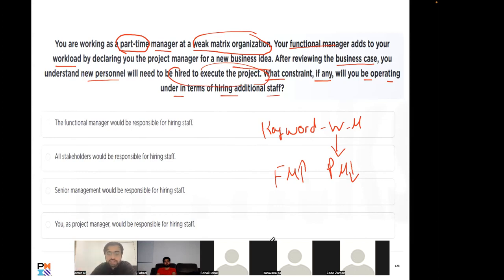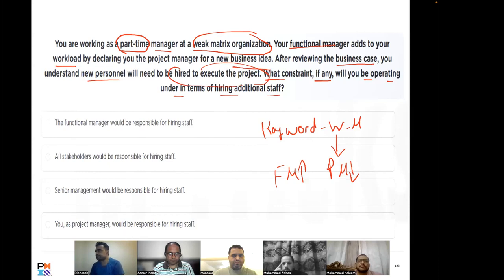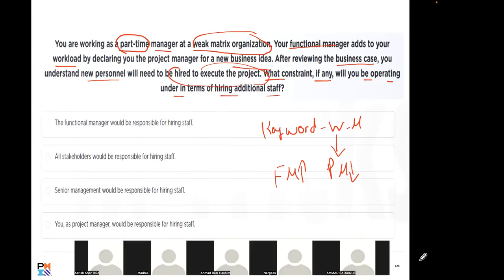Now let's use the elimination technique one by one to solve this question. The functional manager would be responsible for hiring. Yes, this can be the right answer because we already talked about this being a weak matrix organization. In a weak matrix organization, the functional manager has the responsibility, but I will not select it immediately. I will mark it, because with the elimination technique, one answer may be right, but other answers may be better than this. So let's go to the next option.